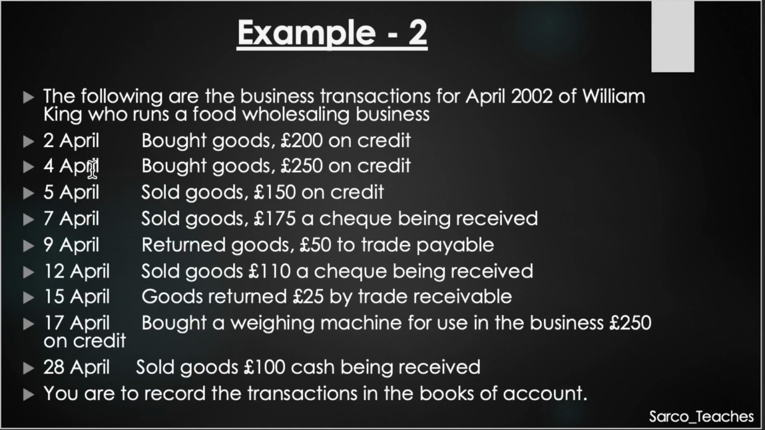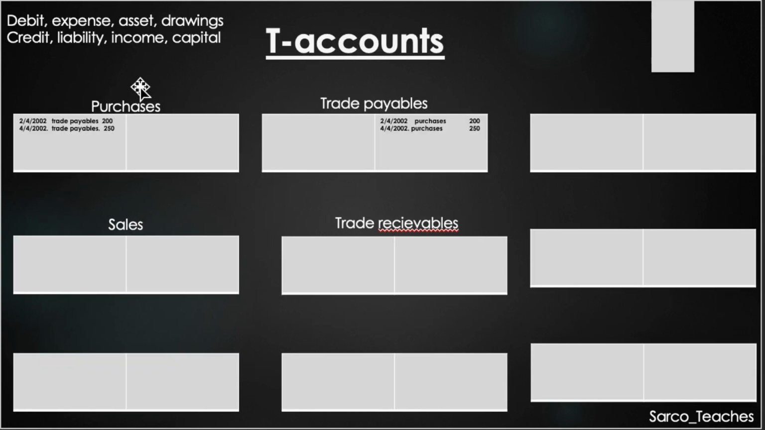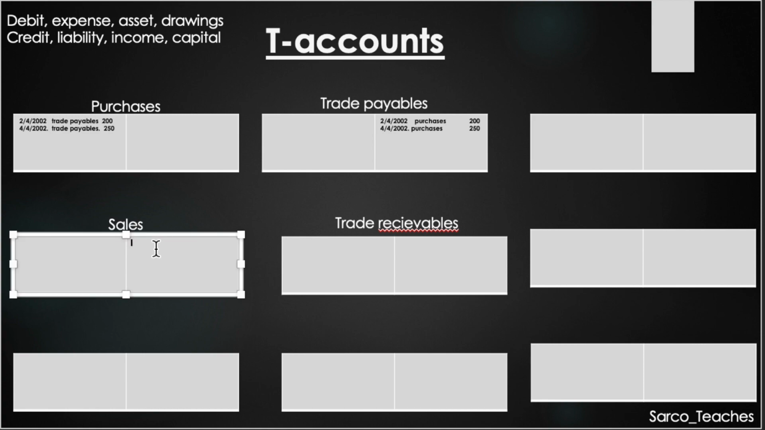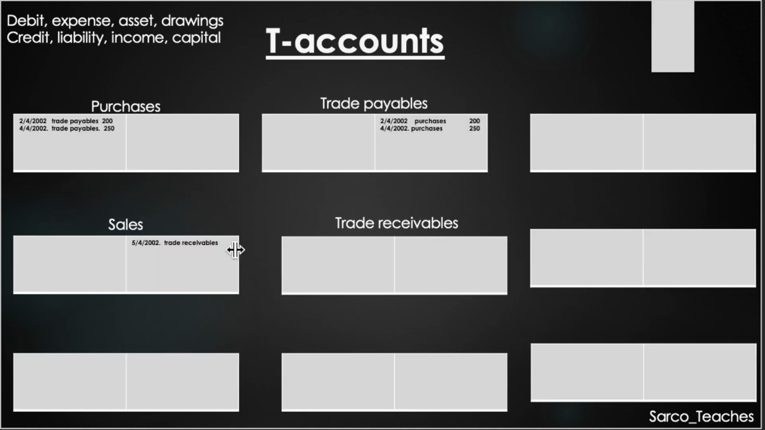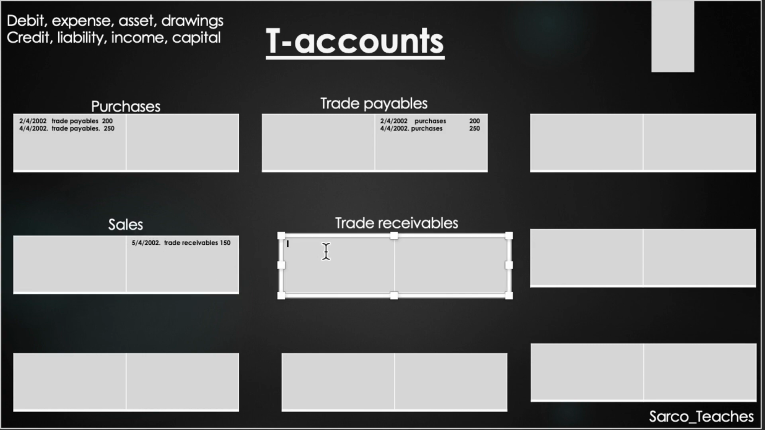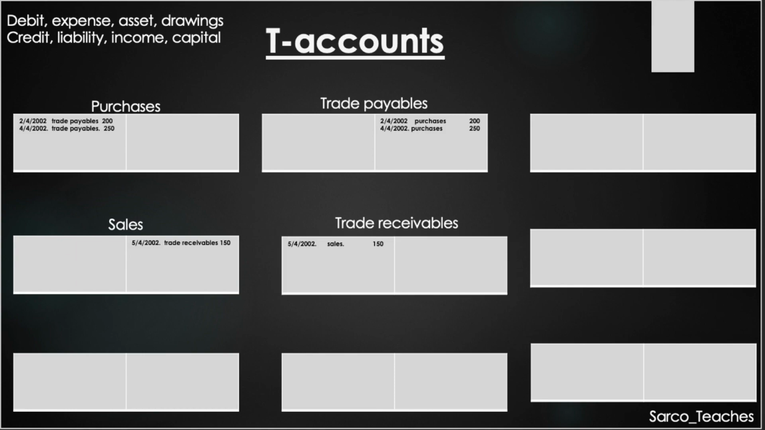So now we check the date, which is 5th of April, and we go into our sales section. Sales is income, and DEADCLIC tells us that income increases on the credit, so we will be putting it in the credit side of sales. So for details, you put trade receivables, and the amount is £150. Trade receivables are an asset because they owe us money, so technically we own the money that they have, so it's an asset, and assets go on the debit side.